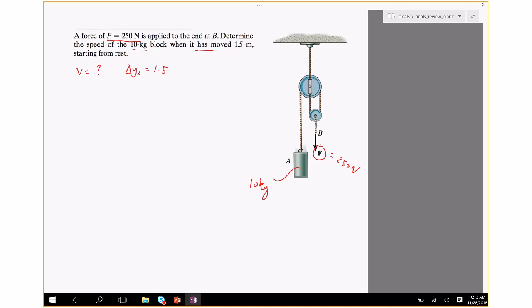Starting from rest, which means that V equals 0. Another way of writing this: initially YA equals 0, the final YA is 1.5, which also means that delta Y is YA minus YA at 0, which is equal to 1.5.